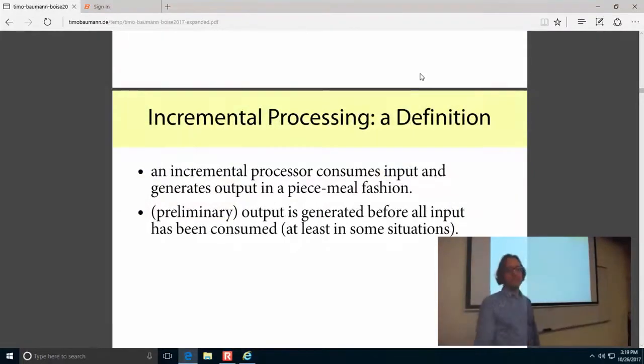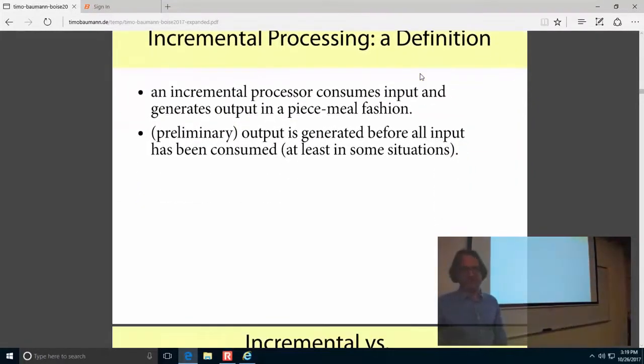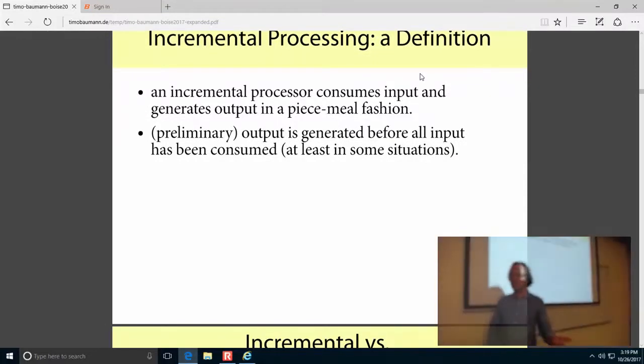Good. So I'm going to put up a definition of incrementality here. The first thing is an incremental processor consumes input and generates output in a piecemeal fashion. What does that mean? It's kind of like you have a large thing and you can divide that into smaller things and you work based on these smaller things.